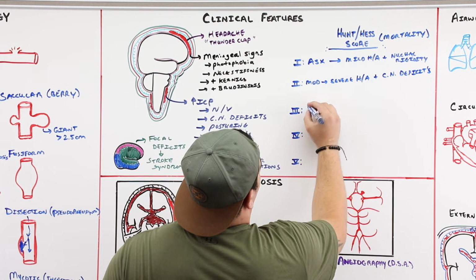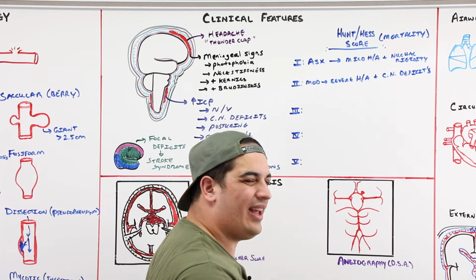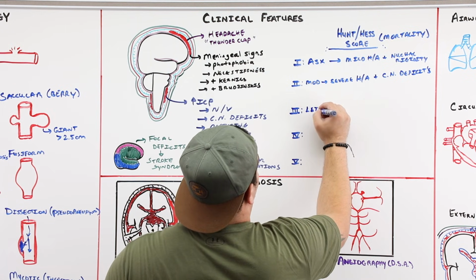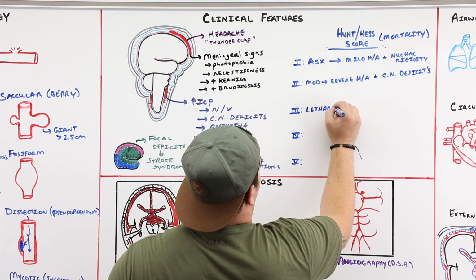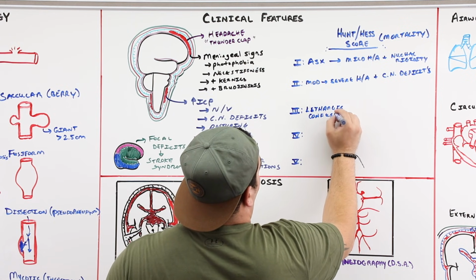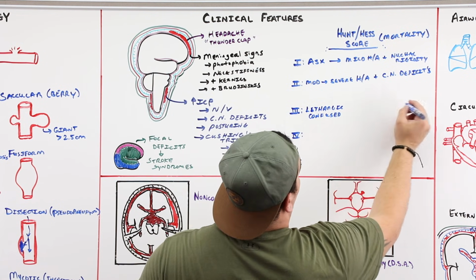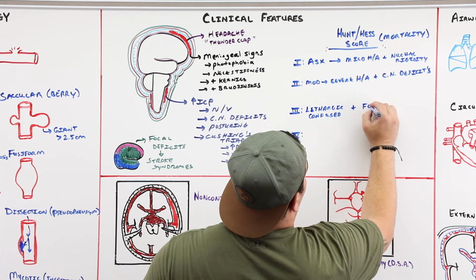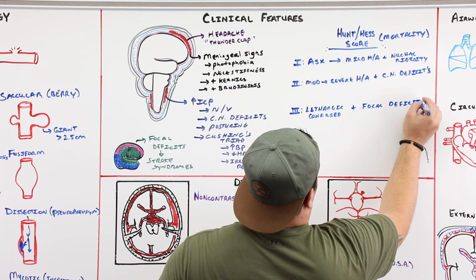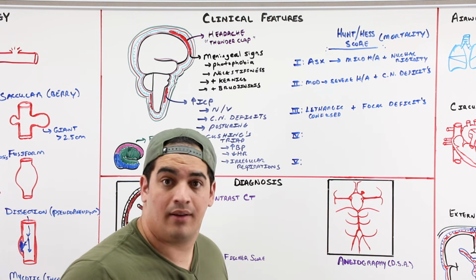Score 3 is they're coming in and they're a little bit lethargic, okay? They're a little lethargic. Maybe they're even a little confused. So maybe a little lethargic, maybe a little confused on their mental status exam, but they also have focal deficits. So maybe they have weakness in one of their arms or one of their legs, okay?